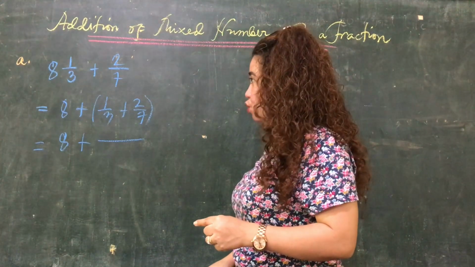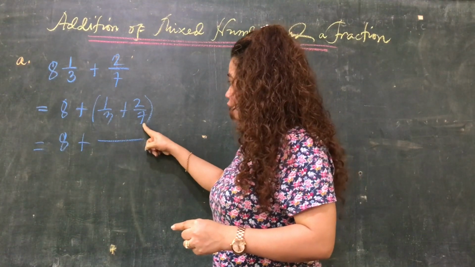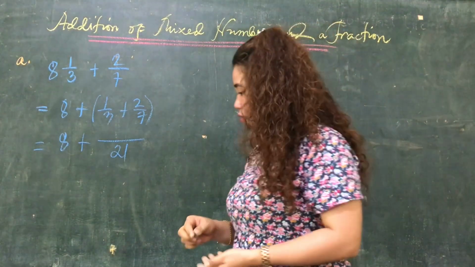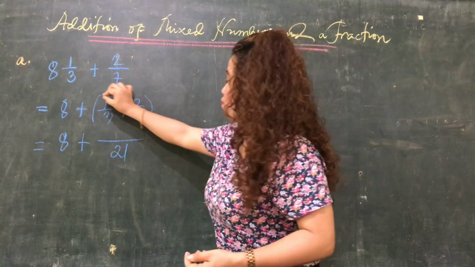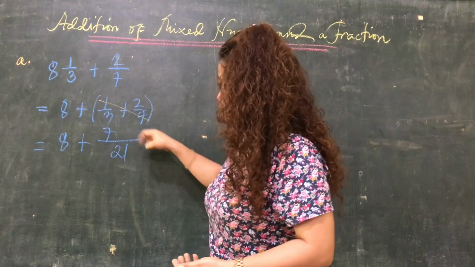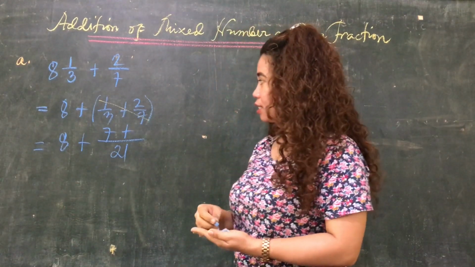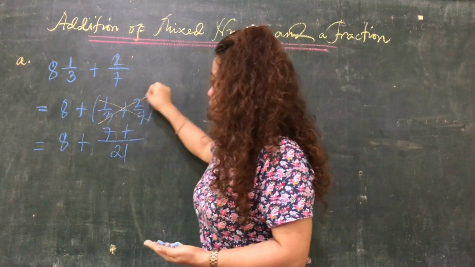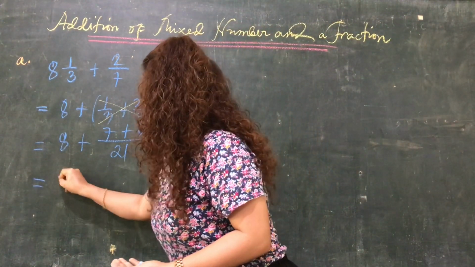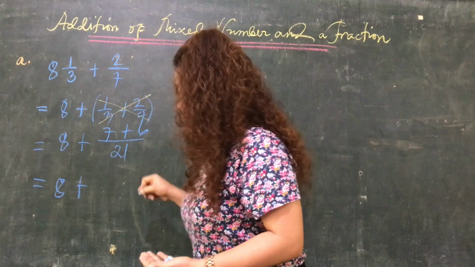So proceed ta atong cross. 3 times 7, you have 21. And then cross dayon ta. Bali, ang partner ni 1 is 7. 1 times 7, you have 7. Copy ang plus. Sorry ha, nadikit. So, na 3 times 2, you have 6. Equals. Copy ang 8. Copy si plus.